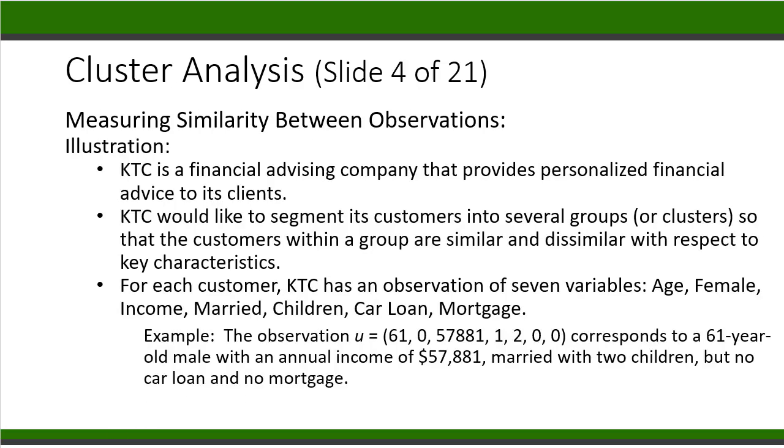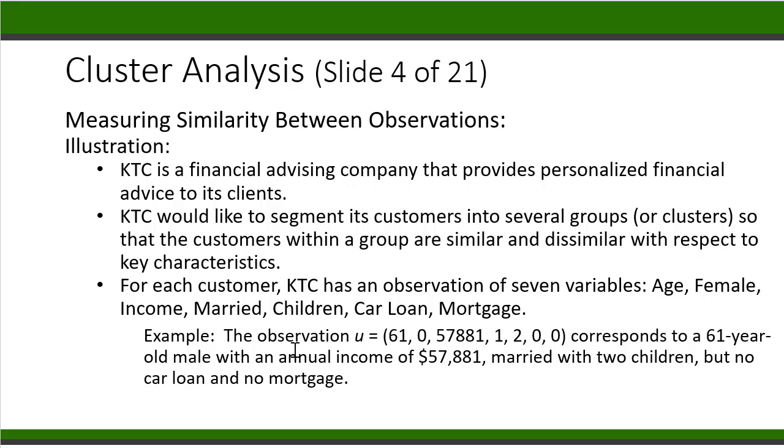So here's an example. Let's say we have a financial advising company. They'd like to segment their customers into several groups. Those groups are called clusters, and the customers can be sorted within a group that are similar and dissimilar with respect to certain key characteristics. So each customer, then you have an observation of 7 variables. We want to know their age, female, income, married, children, car loan, mortgage.